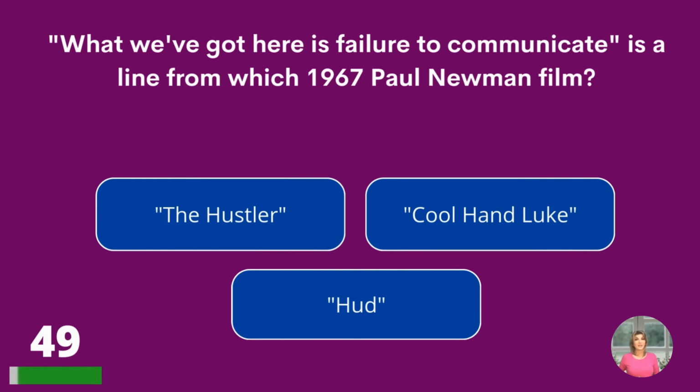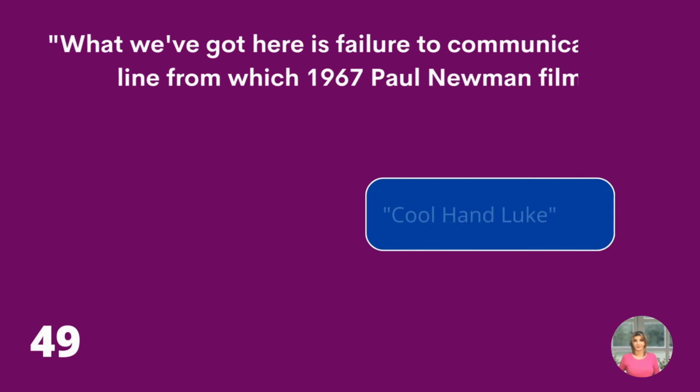"What we've got here is failure to communicate" is a line from which 1967 Paul Newman film? The Hustler, Cool Hand Luke, or Hud? Cool Hand Luke. We are at question 50.